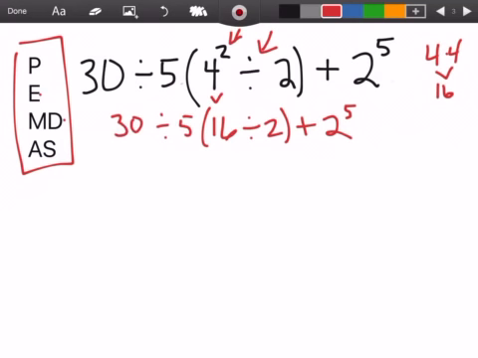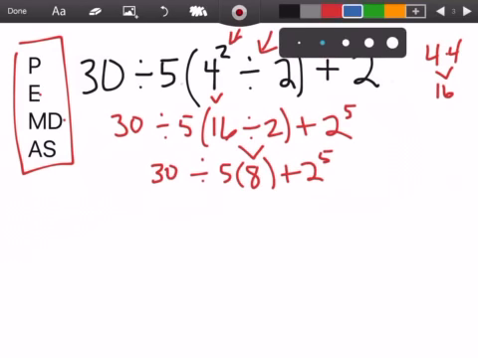I continue working inside my parentheses and finish it off. 16 divided by 2 is 8. All right. I have finished the work inside the parentheses. You'll notice that I still kept the parentheses around the 8 because the 5 is touching the parentheses right here.